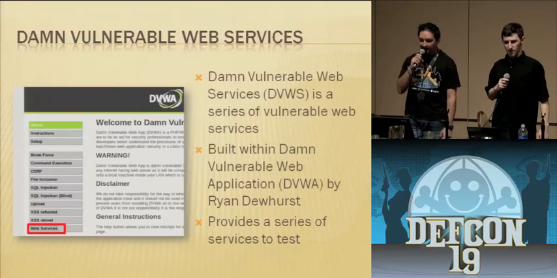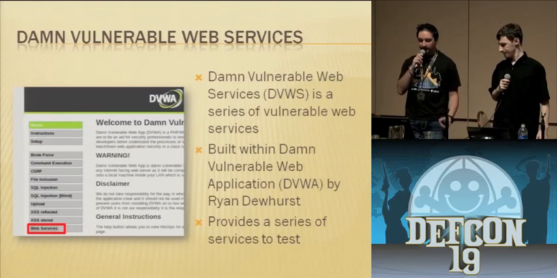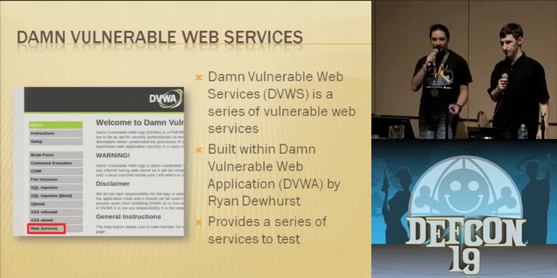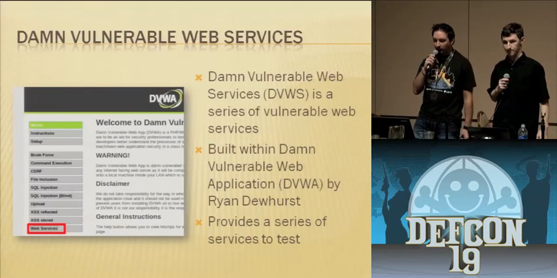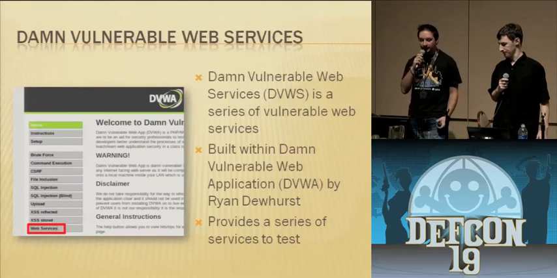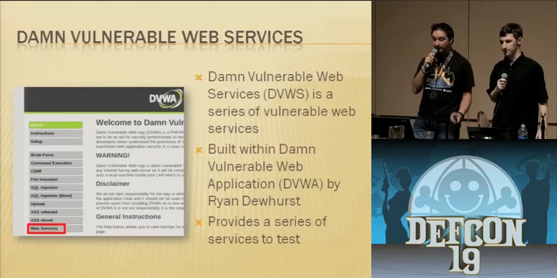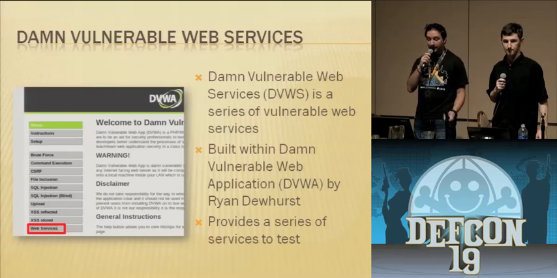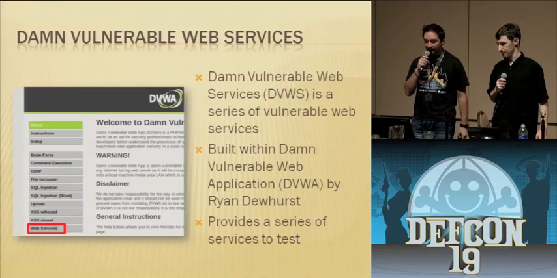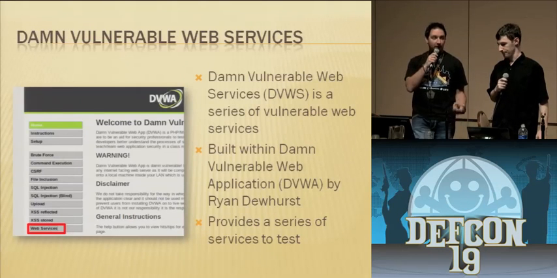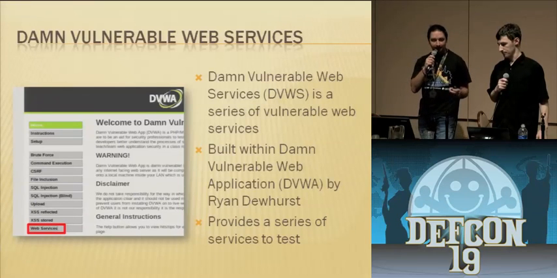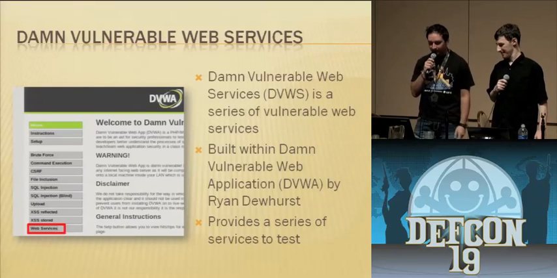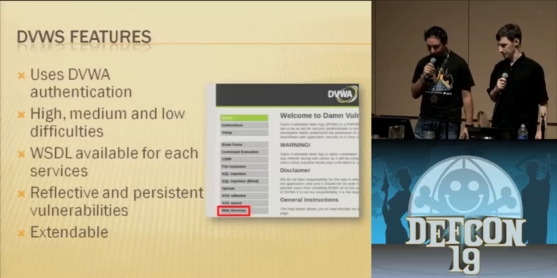So Kevin spent a lot of time working on finding a way that we can have a good testing environment that's open source, and give it back to the community where we can test these things. So he basically has created an addition to Damn Vulnerable Web Application, which was created by Ryan Dewhurst, and it's now another piece of that application called Damn Vulnerable Web Services. So this provides really an awesome, great set of things to test in terms of all kinds of vulnerabilities.